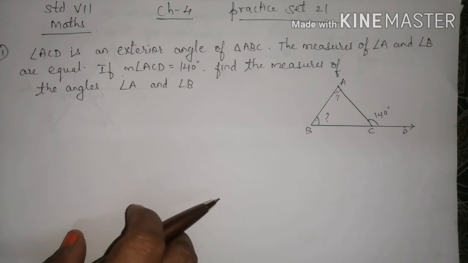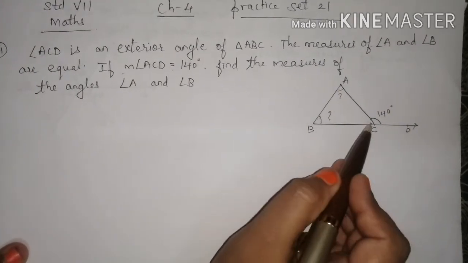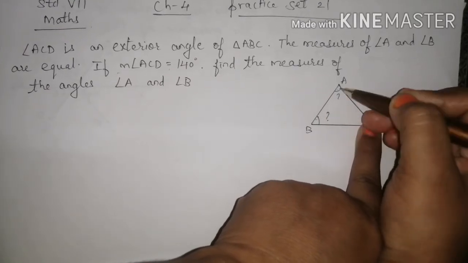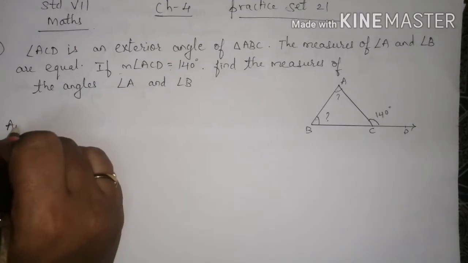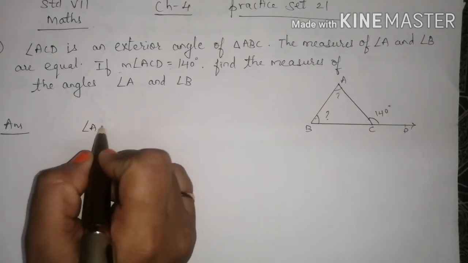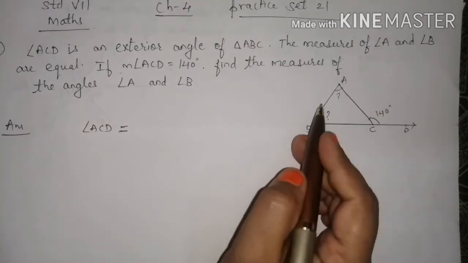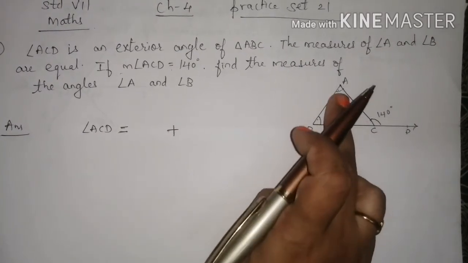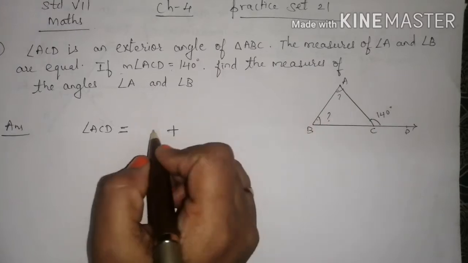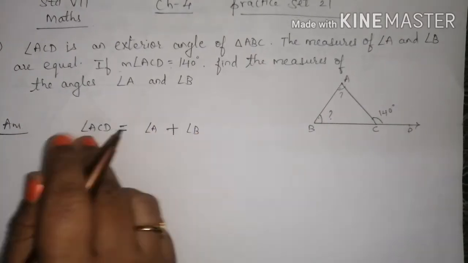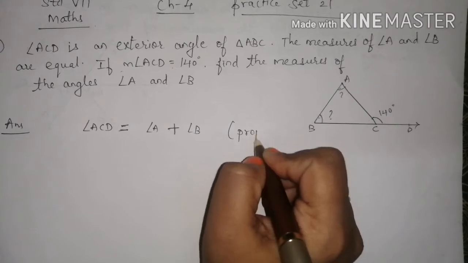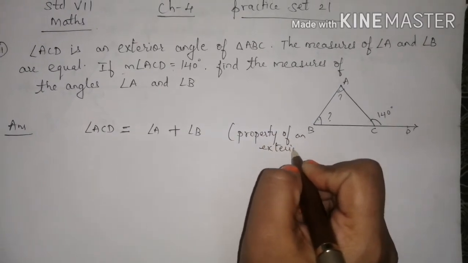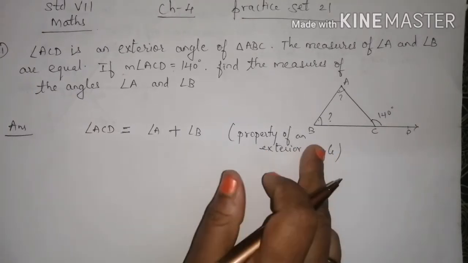So we will use the property of the exterior angle. Now we know that the exterior angle is equal to, leaving the nearest inside angle C, the total of its remote interior angles. So we'll use that property. Angle ACD, that is the exterior angle, is equal to the sum of its remote interior angles. Leaving the inside C, you will get these remote interior angles: measure of angle A plus measure of angle B. Why have we taken this? Because we have seen it from the property. So we'll write inside the bracket a reason: property of an exterior angle.